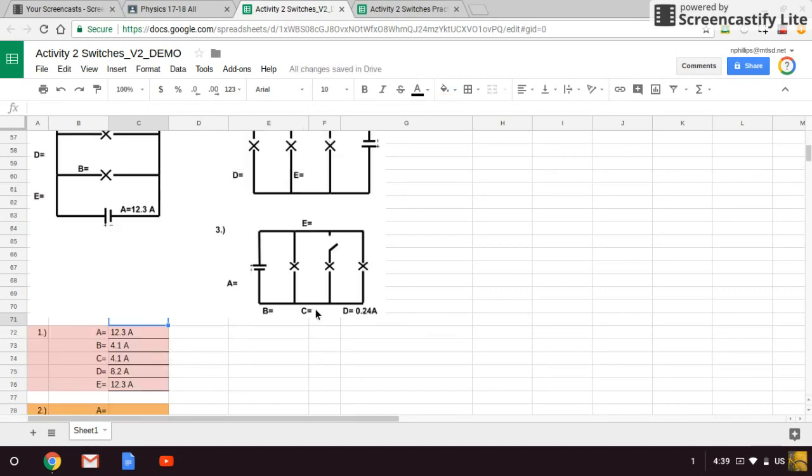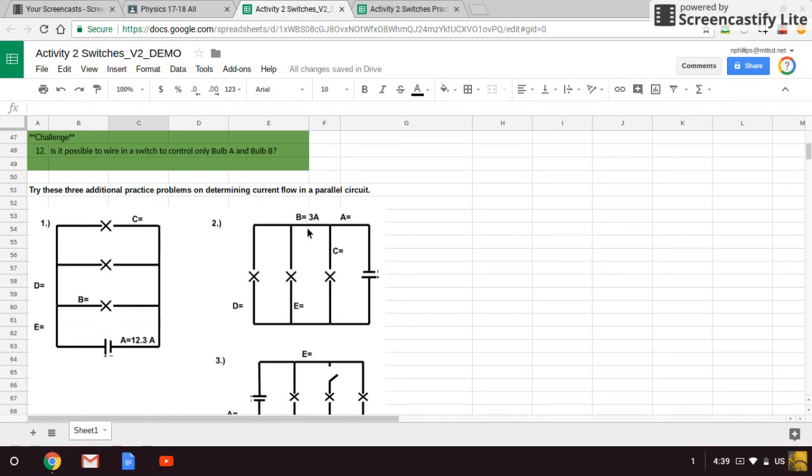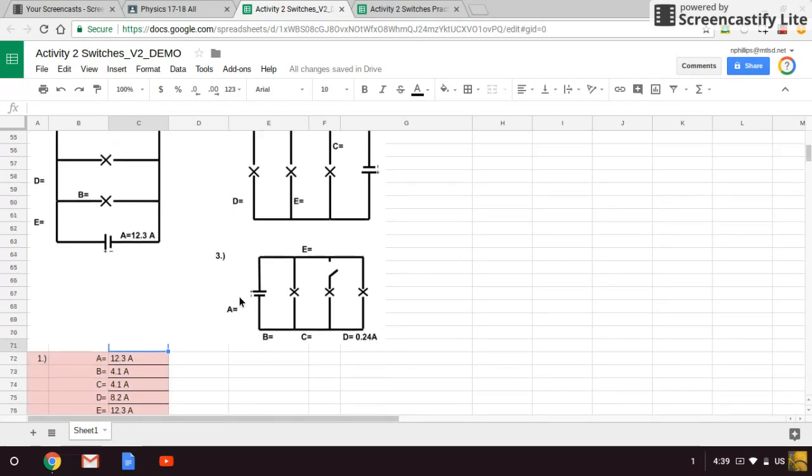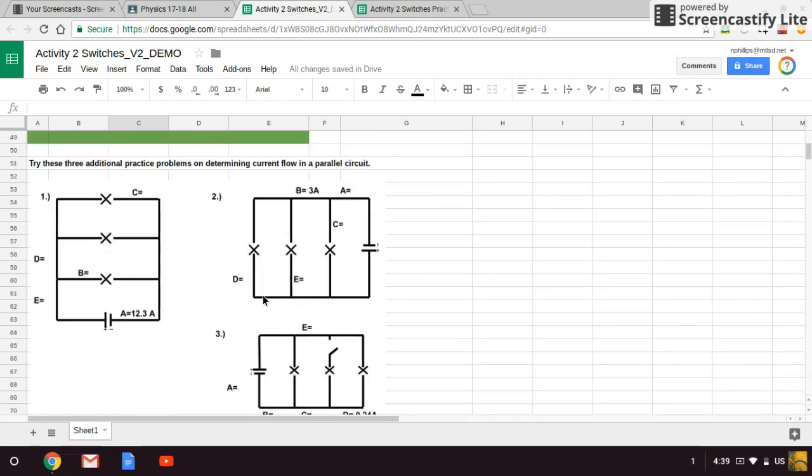Number 2, the given current is along this pathway right here, leading to the 2 remaining bulbs. This is 3 amps going up to those 2. So you know that 3 amps is going to be split evenly between the remaining 2 bulbs. 3 divided by 2 gives you 1.5, right? So now we know 1.5 is flowing through each of those pathways. So E and D are both 1.5. 1.5 coming back together again joins up to make 3.